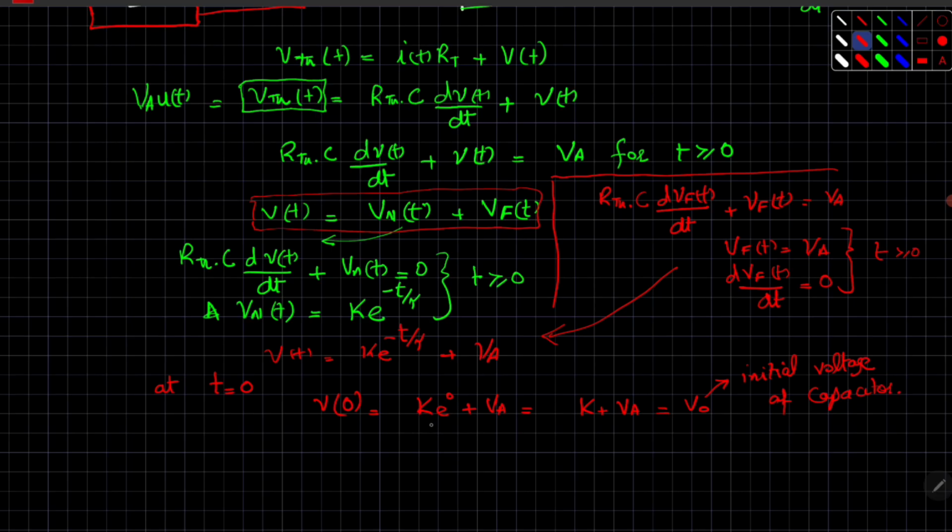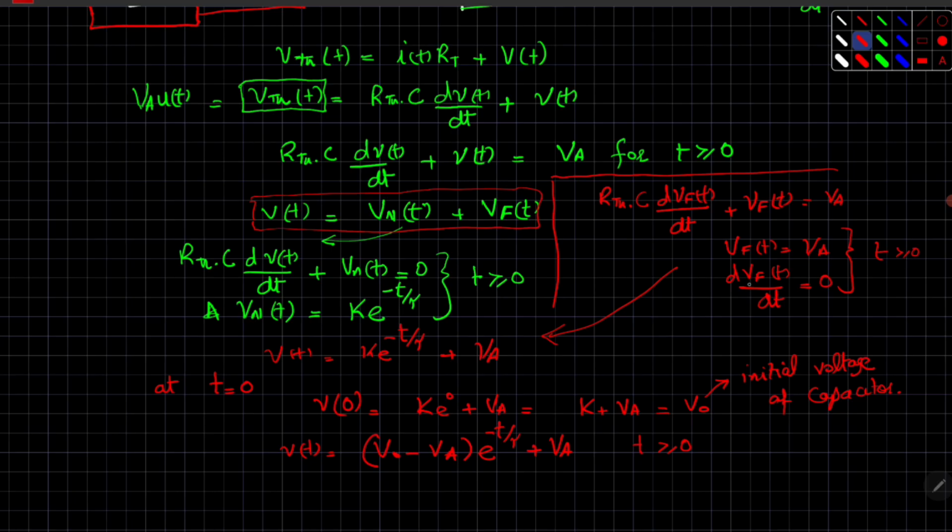Furthermore, we have evaluated that k plus Va is equal to V0. So our equation becomes v(t) equal to (V0 minus Va) times e raised to power minus t over tau plus Va. For times t greater than or equal to 0, we have replaced the values at t equal to 0, and this was equal to V0.